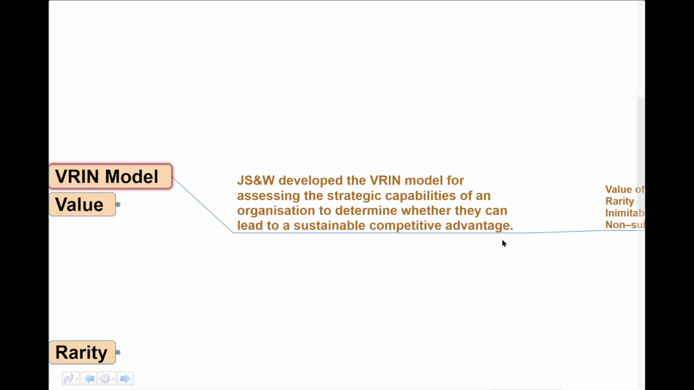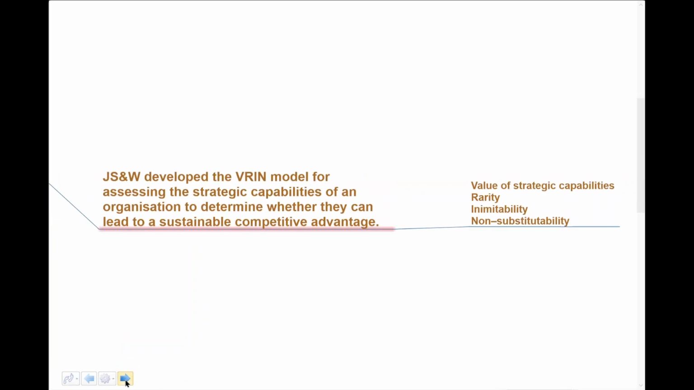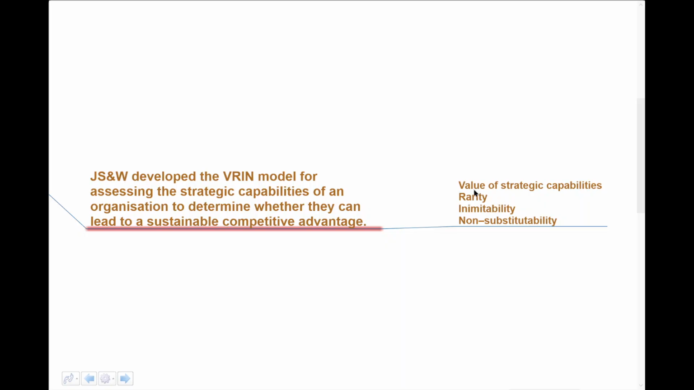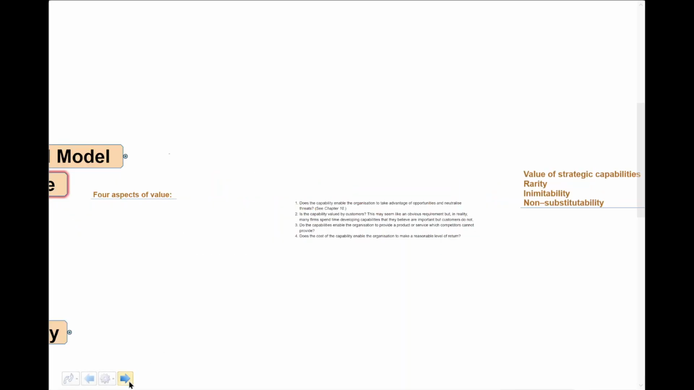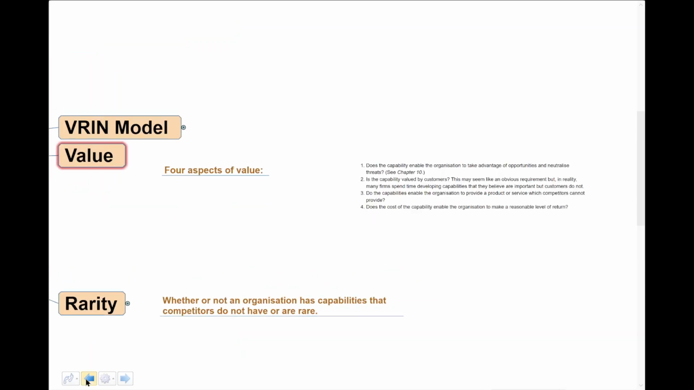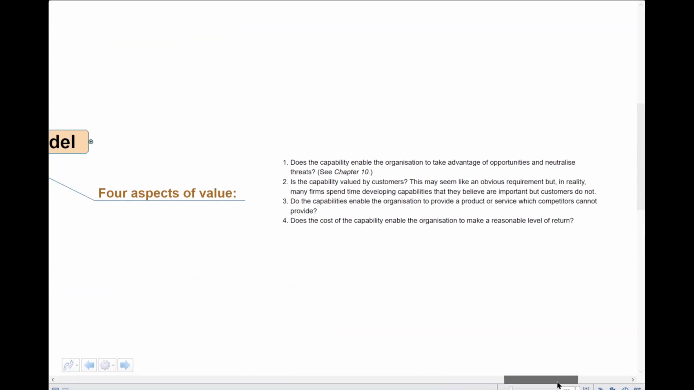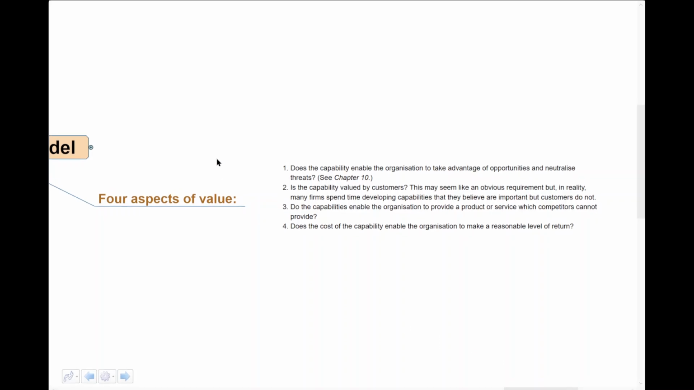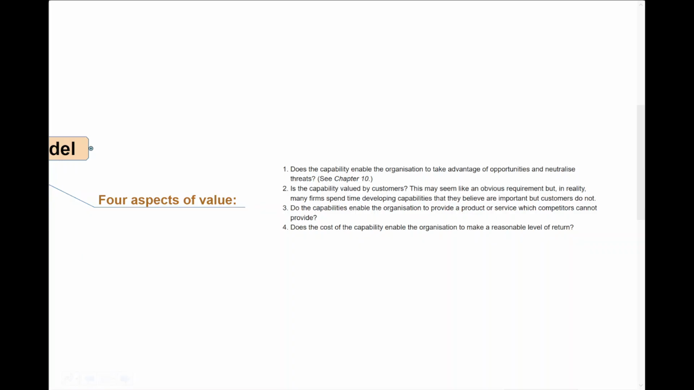Sustainable competitive advantage. So I guess, what are they? Well, firstly, their value, the value of strategic capabilities. Secondly, their rarity. Thirdly, their inimitability. And fourthly, their non-substitutability. Okay, let's run through each of these points and see what we mean. Let's talk about value first. Under the VRIN model, what we're saying is let's ask ourselves some questions in relation to the value of these various strategic capabilities that we think we have.